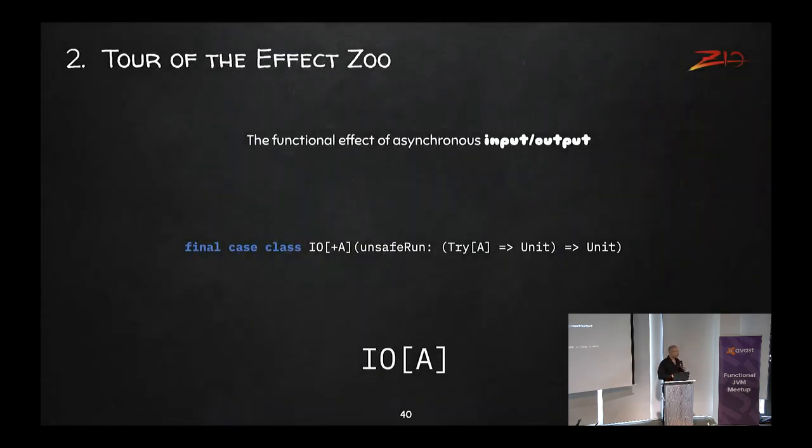And finally, the last functional effect that we'll look at is the effect of asynchronous input and output. You can define your own very simple type for async IO by creating a case class with that unsafeRun signature. The unsafeRun, you give it a callback and it will call it at some point in the future. This is the essence of asynchronous IO.